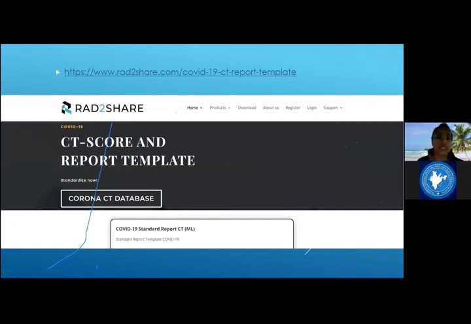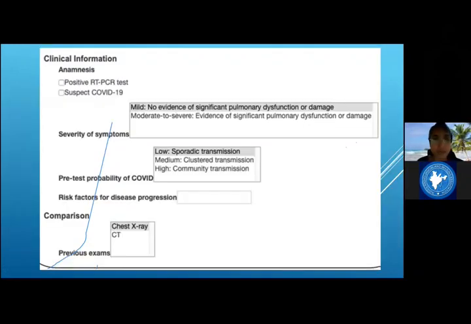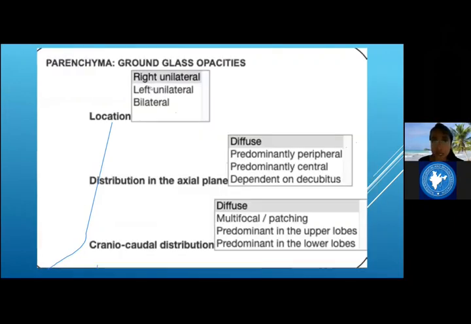These are the things we should give: all the clinical information. And for GGOs and consolidation, we should give the location, that is whether it is bilateral or unilateral, and you should give the distribution in the axial plane as well as the craniocaudal distribution. In the axial plane we should give whether it is peripheral, central, or dependent on decubitus. And for the craniocaudal distribution we should give whether it is multifocal or predominant in the upper lobes or the lower lobes. This is the standard reporting format. And consolidation is also the same thing.